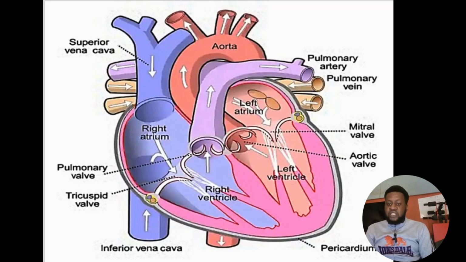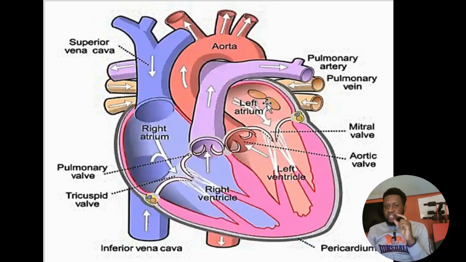Okay. Now from the left ventricle, it pushes its way into the aorta. Then from the aorta, you can see it goes into the body. That's why we have the systemic circulatory system. So it goes into the body. Now, for your information, the aorta is regarded as the largest artery in the body. Okay, so from the aorta, it goes into the body.